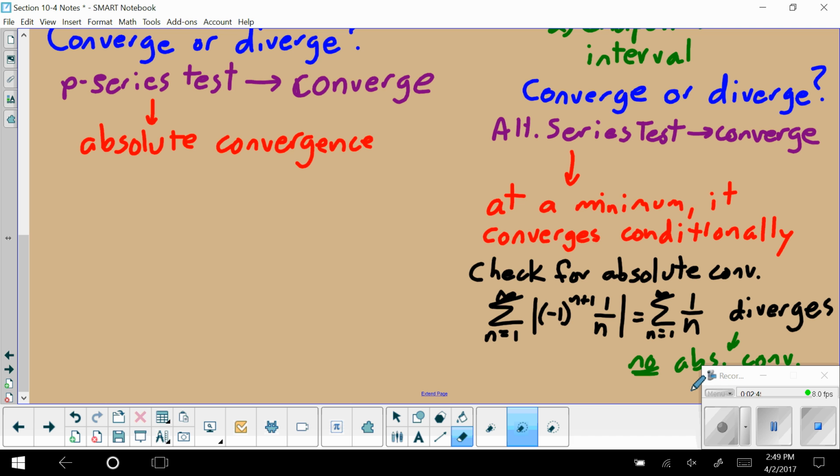So if absolute convergence occurs, don't worry about conditional. But if conditional occurs, you do have to check absolute. My next video will go through how we actually, in practice, are working with this.